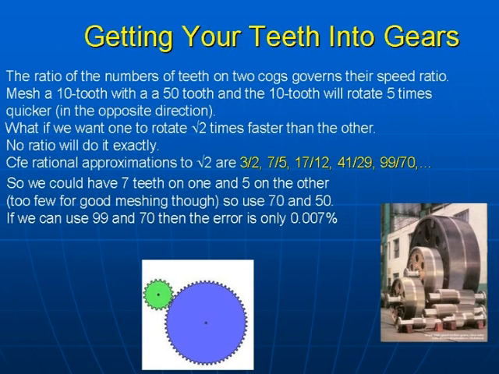If you wanted to do much better, you could move up to this one. You could have 99 on one gear and 70 on the other, and the error would be very, very small, 0.007%. So you can see how you can set about engineering according to your requirements. You know, you might only be able to make a gear that has 80 teeth on, so you wouldn't be able to go to 99.